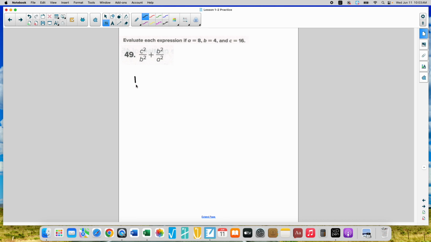C is 16 squared, divided by B, 4 squared, plus B squared, 4 squared, divided by A squared, 8 squared. It's a horrible square, so I'm not going to get these big numbers. I'm going to do something that is better. We have 16 times 16 over 4 times 4. These can cancel. This cancels with that to make 4. This cancels with that to make 4. And we have 4 times 4, which is 16.